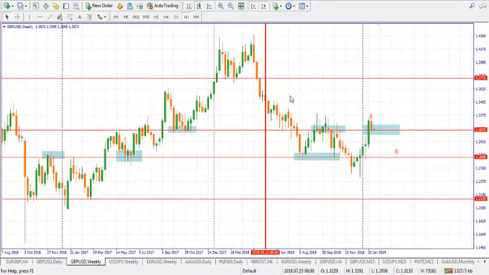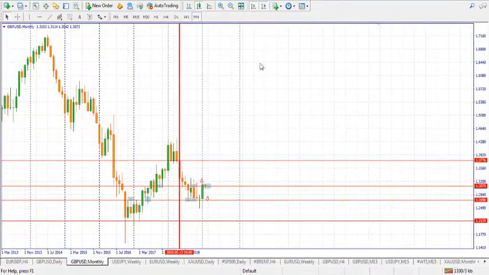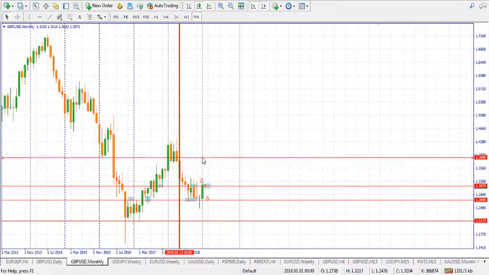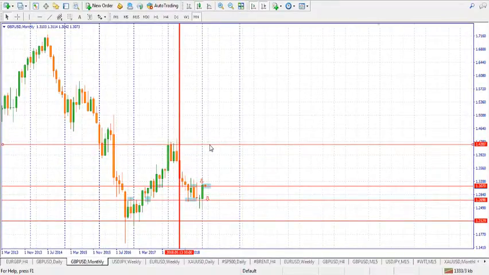So the reason I'm looking for a buy is because from the monthly point of view, there's a key level at the very top, which is there.